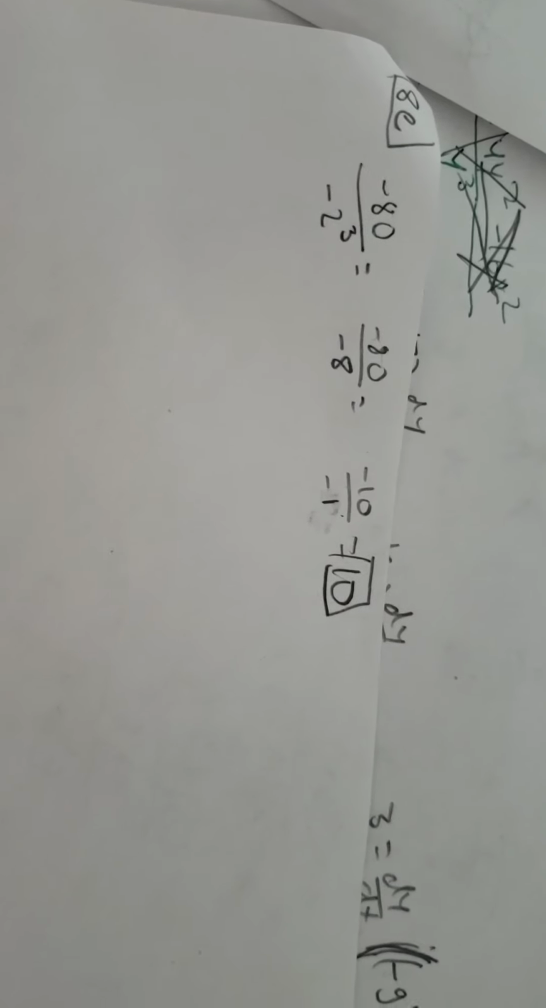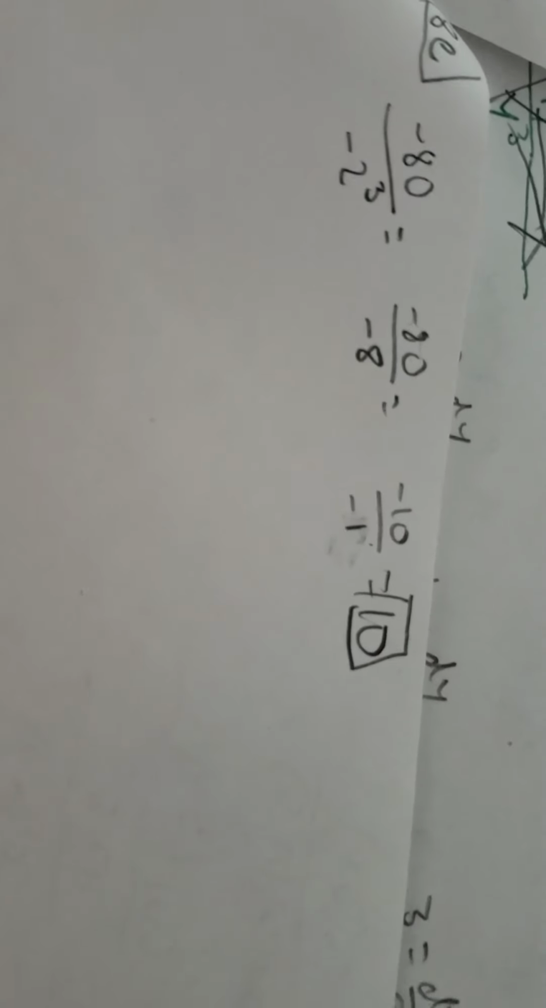8e, I took the second derivative and plugged in negative 2 for the y. And you get negative 80 over negative 2 cubed, which is negative 80 over negative 8. Negative 10 over negative 1, which equals 10.